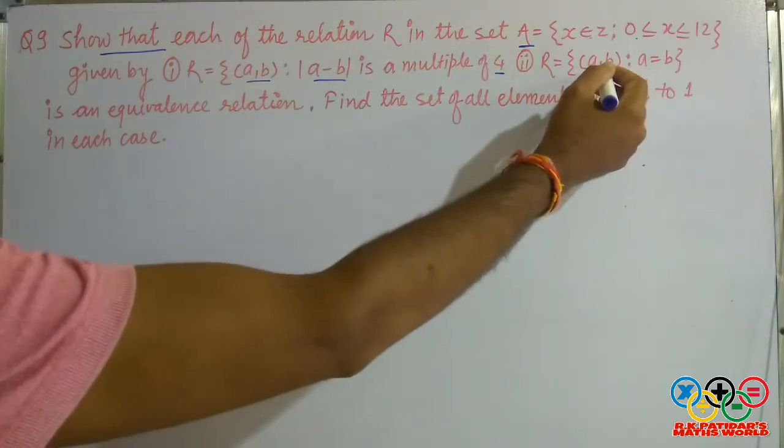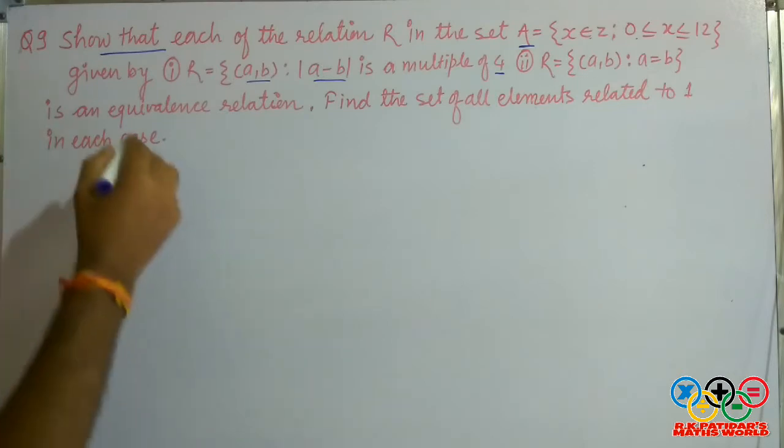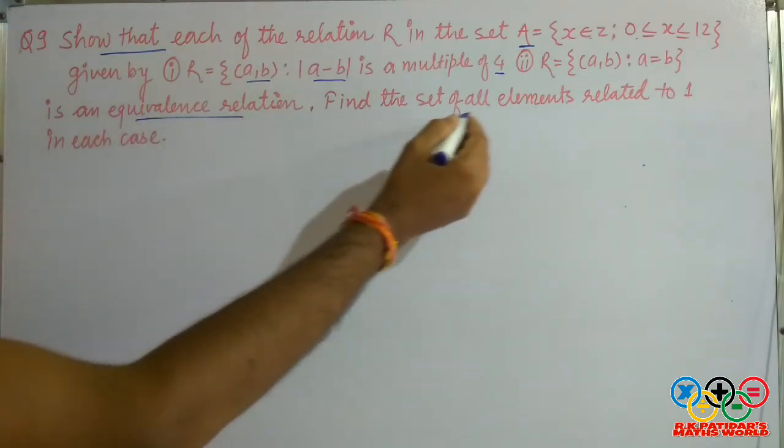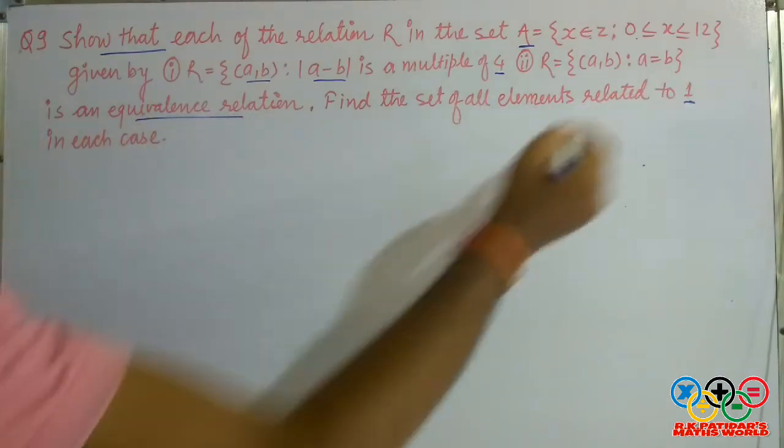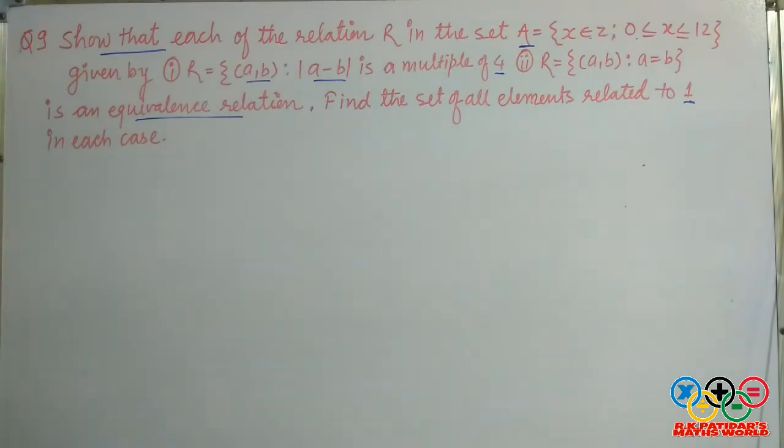And the second relation is (A, B) such that A is equal to B. Both are equivalence relations, and then we have to find all the elements which are related to 1. First of all, we will prove whether these are equivalence relations or not. I am going to take the first one, and the first relation is this.